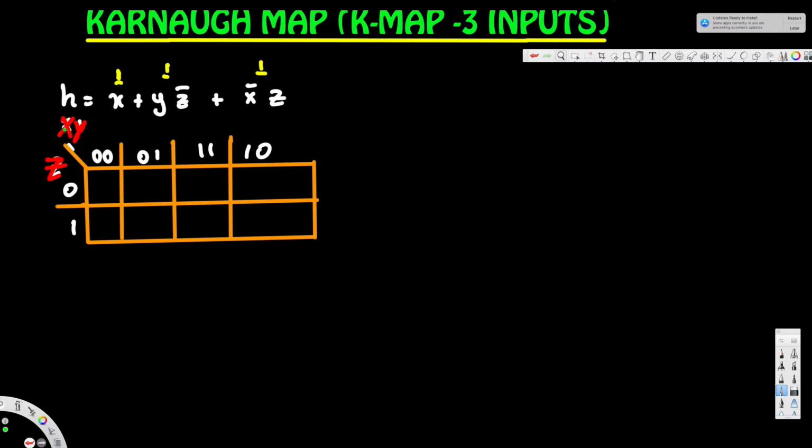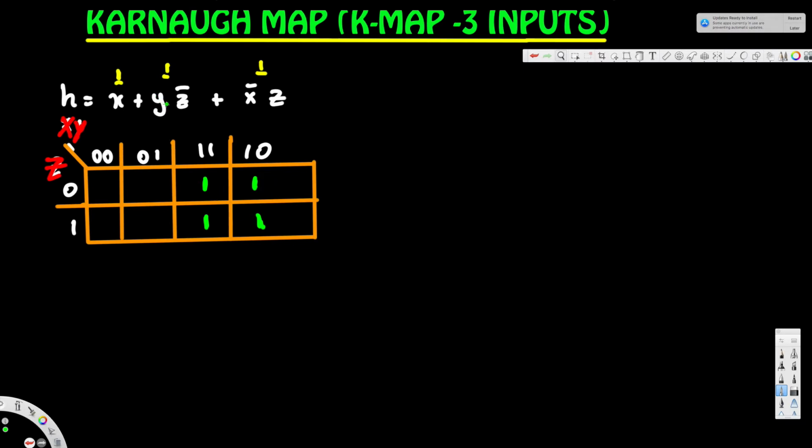Now let's look at the positions. We have x is equal to 1. X is the first term, the top part. Now if you look at the first one, 0, 0, but for this one x is 1. So here we are going to have 1. For this one we are going to have 1. This one also x is equal to 1. This one also 1. So these are the positions we are going to have 1.